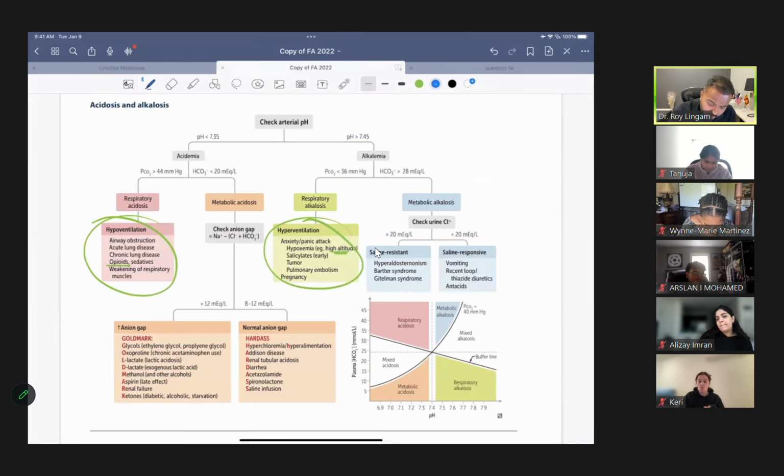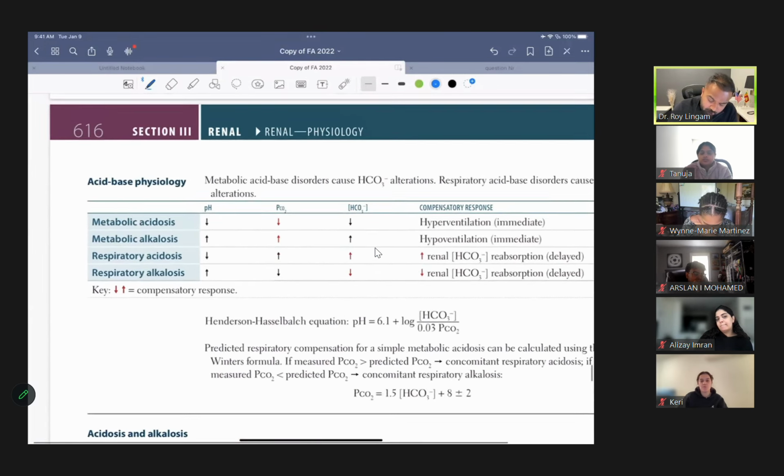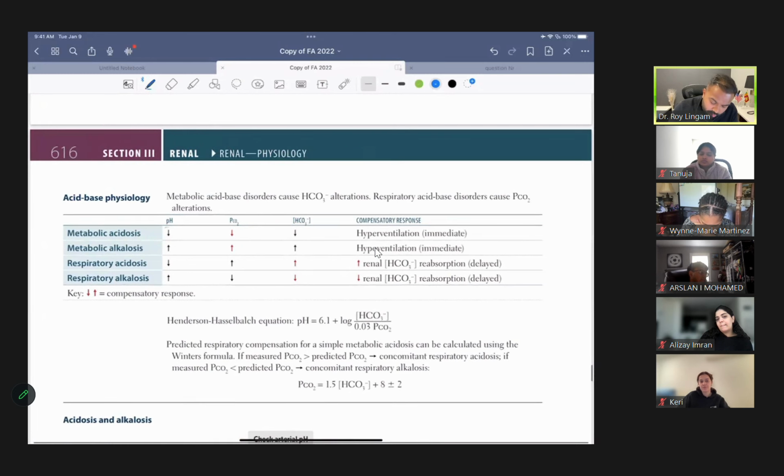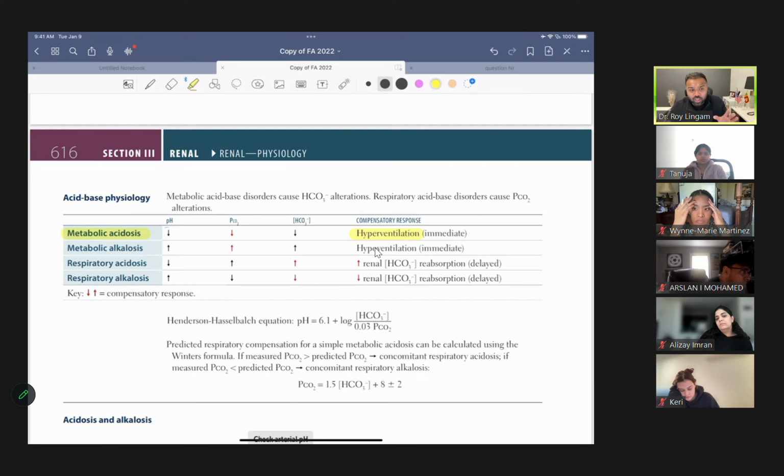Now, if you see the book, it has it nicely. Forget about these things, but look at the compensation. For metabolic acidosis, respiratory hyperventilation is the compensation. Does that make sense? So technically speaking, just for learning, you could say for metabolic acidosis, respiratory alkalosis is the compensation, just to understand that. Is that clear for you? So that's where we are going.